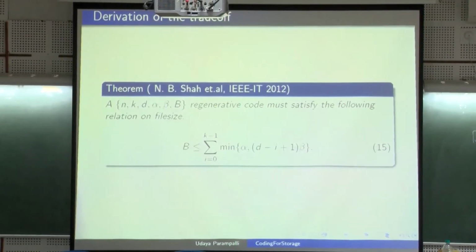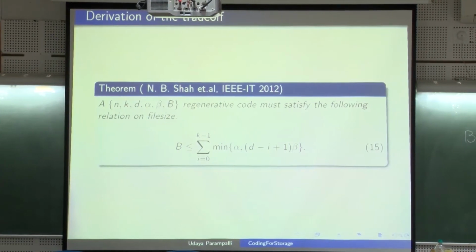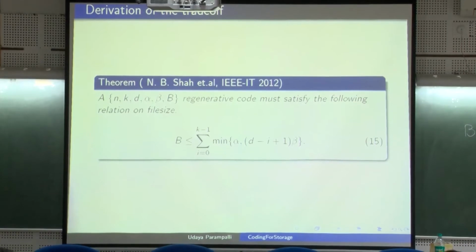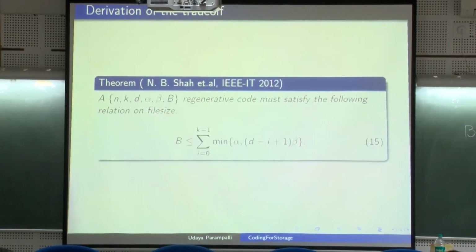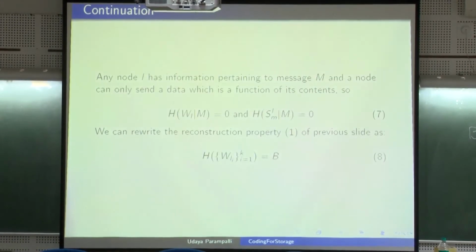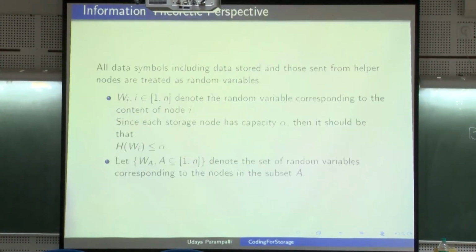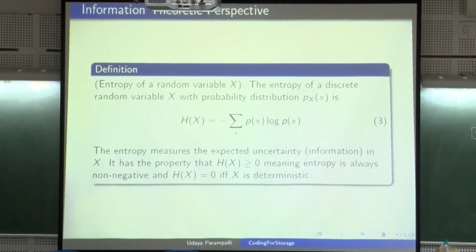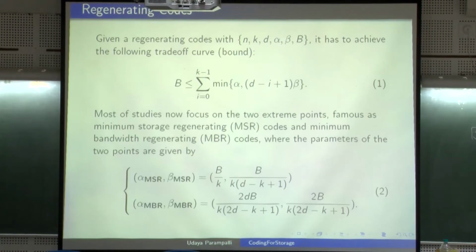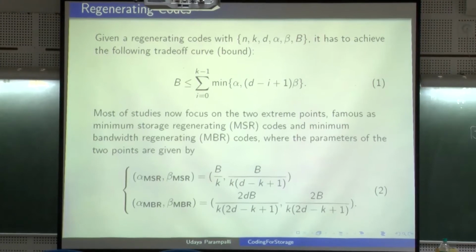A couple of days back, when you were teaching the locally repairable codes, you had a similar equation where there was d minus i on it. So I'll correct it one by one. Beta should be less than or equal to d minus i. So we'll correct this. Everywhere it should be d minus i.